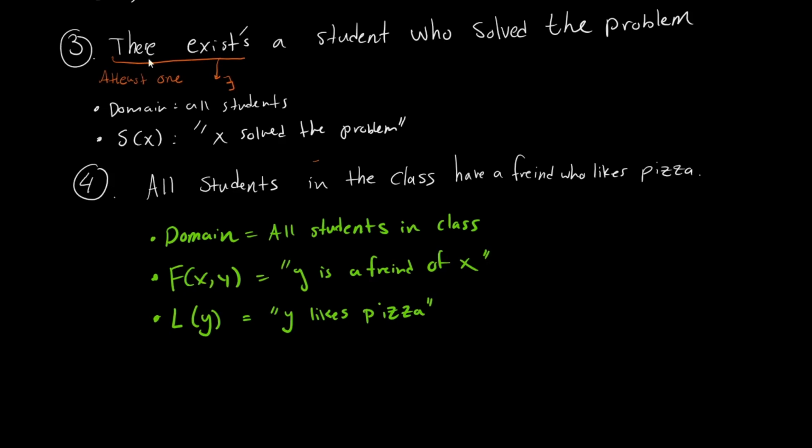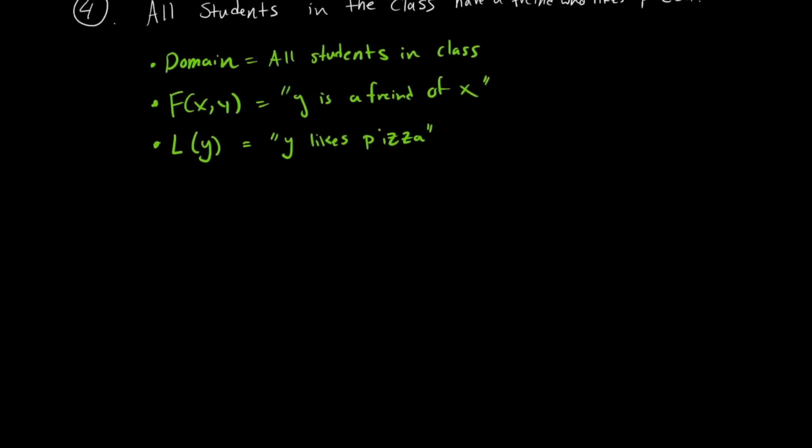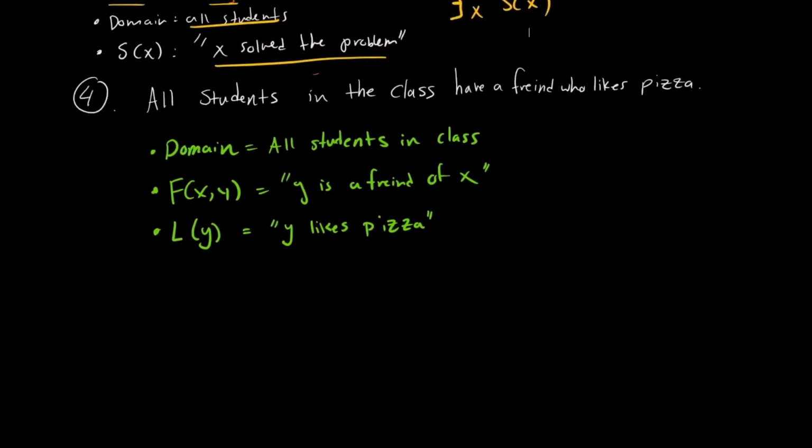And for question 3, it states this: there exists a student who solved the problem. Again, there exists means that there is at least one, right? And so the domain is all students, and therefore the predicate is x solved the problem. So it's going to look like this. Just like before, we're going to have our existential quantifier, and we're going to have this. Okay? So that's it.